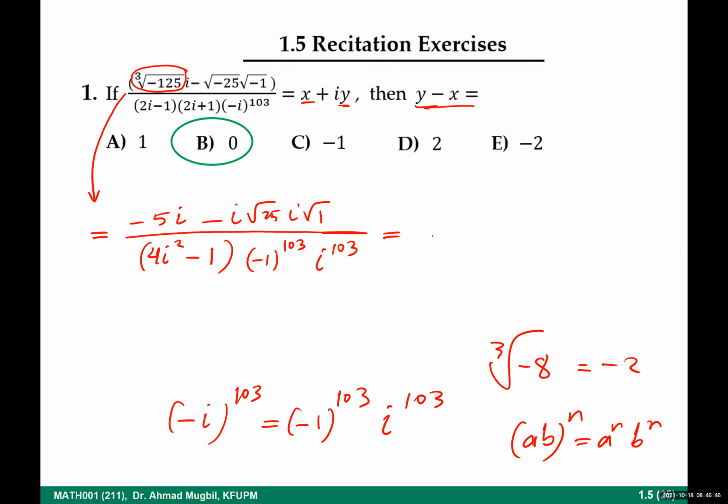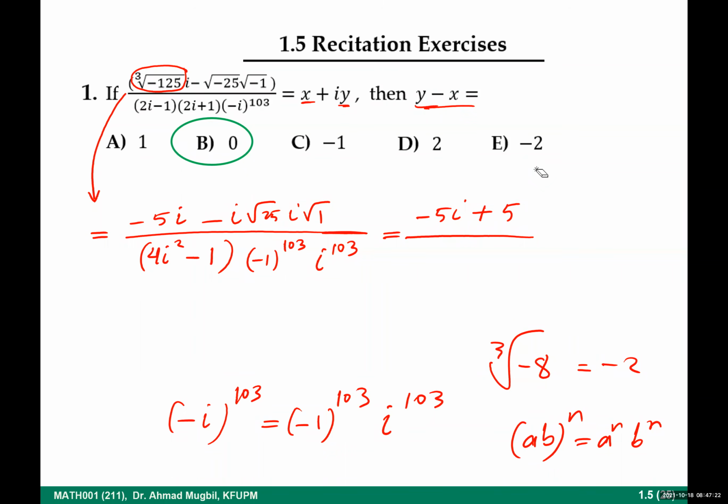This is equal to what? Negative 5I. Now here, Shabab, we have I by I. It will be I squared multiplied by negative, so it will be positive. Square root of 25 is 5. Square root of 1 is 1. It will be 5I. Is that right? I squared is gone, so it is 5 only.